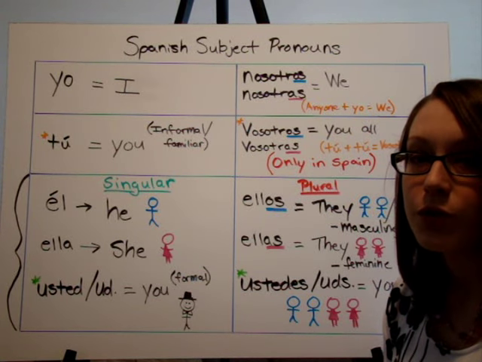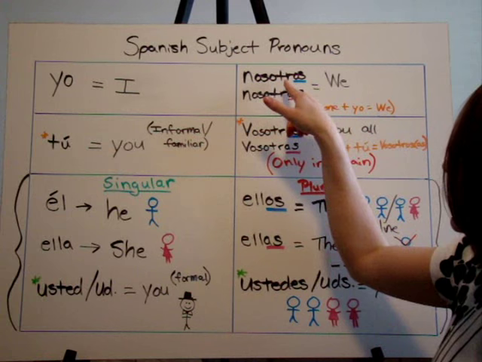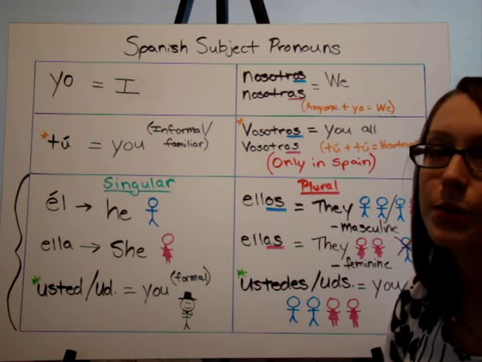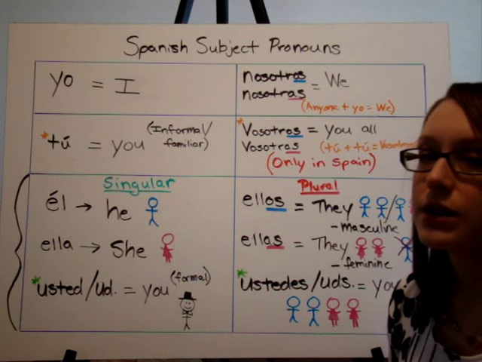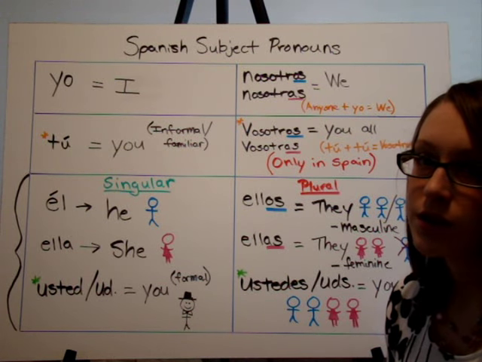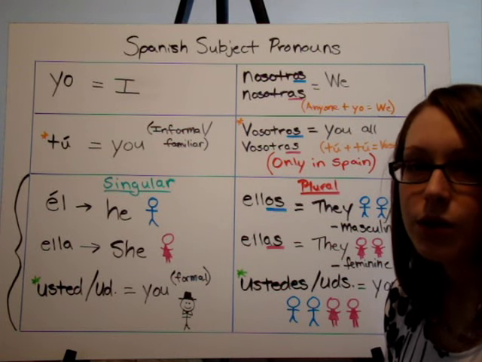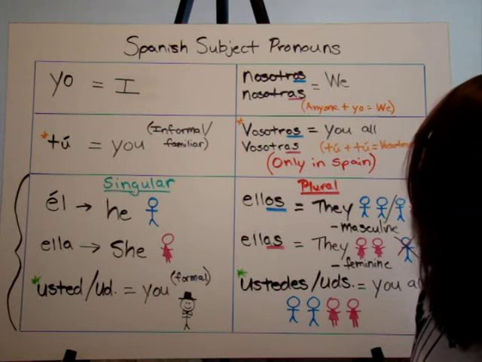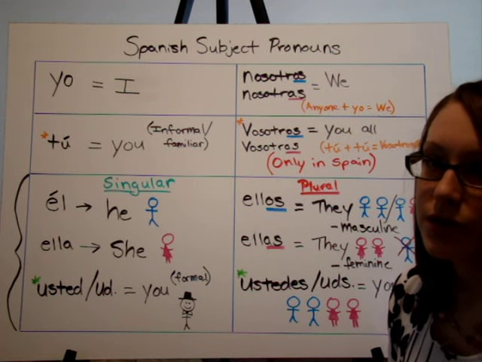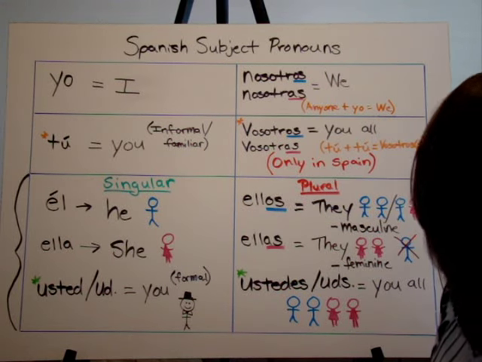When you are in a group of all guys, including yourself, then that is going to be nosotros, because that is describing a masculine group. However, in Spanish, if you have mixed genders, even if it is 20 girls and 1 guy, then you are going to make the pronoun masculine. It doesn't matter how many girls are in there. If there's just at least 1 guy, you have to go with the nosotros form.